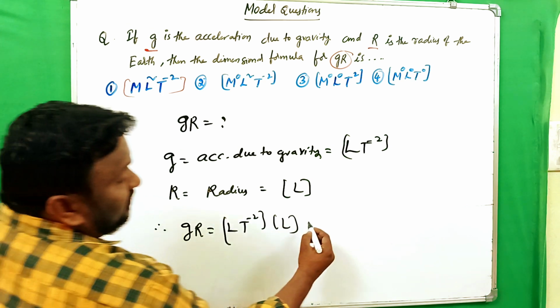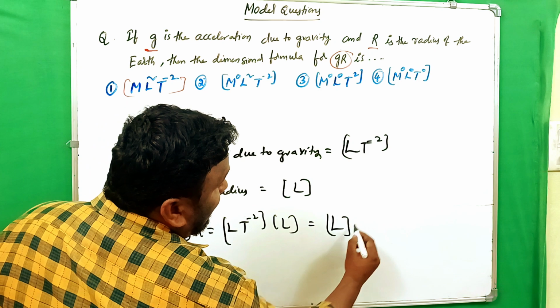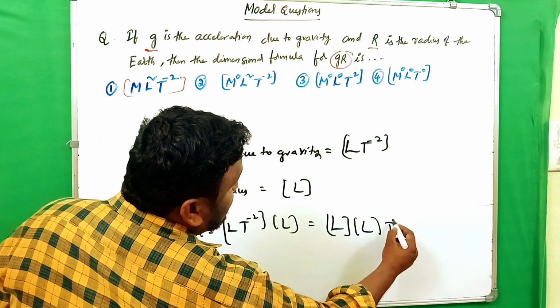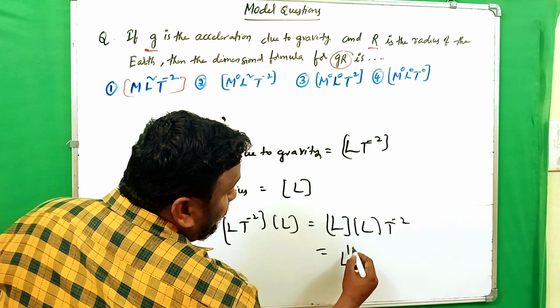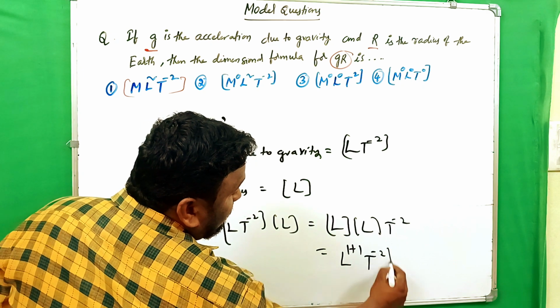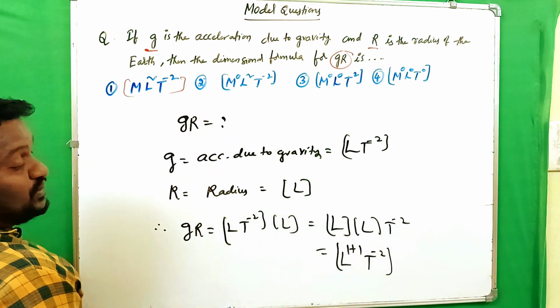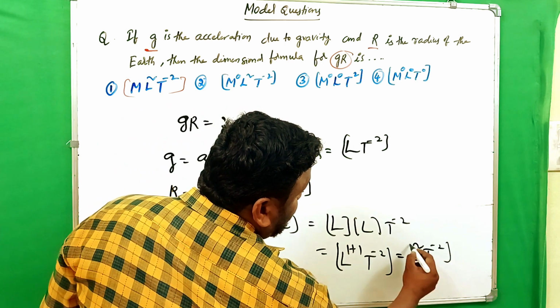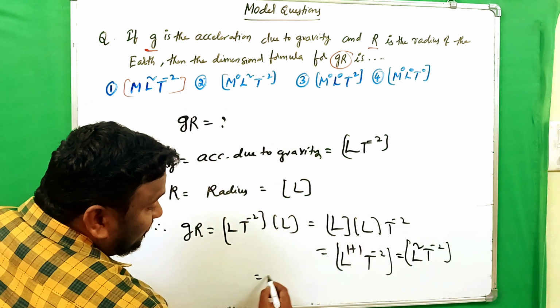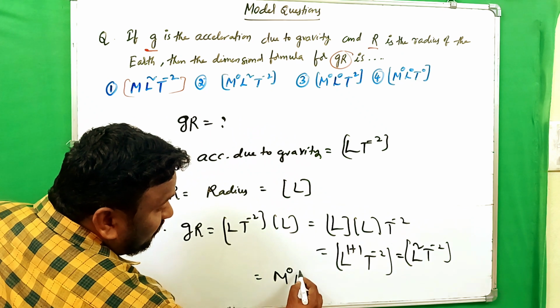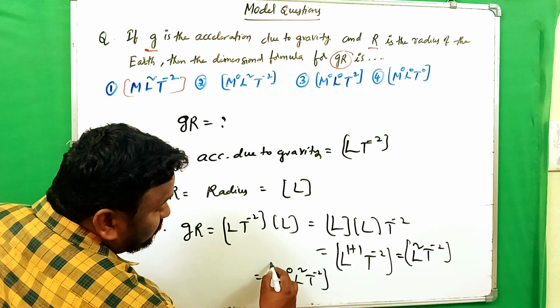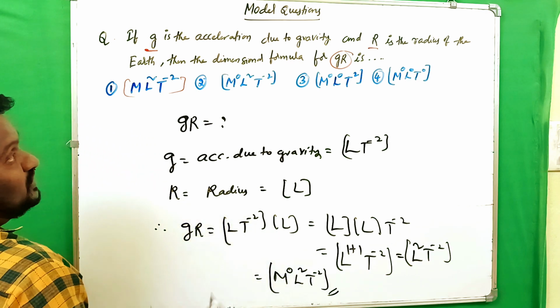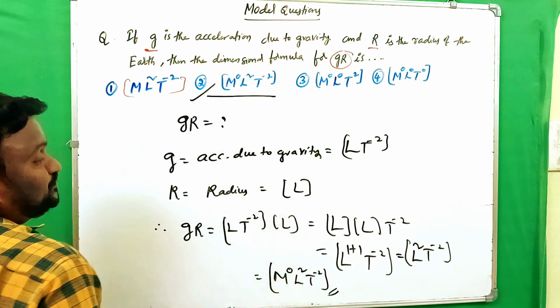So here what do you write? L, and it is T inverse 2. When the bases are equal, we have to add the exponents. Clear? Then what happens? L square T inverse 2. So we can write it like this, M to the power of 0 L square and T inverse 2. Clear? That's why option 2 is the right one.